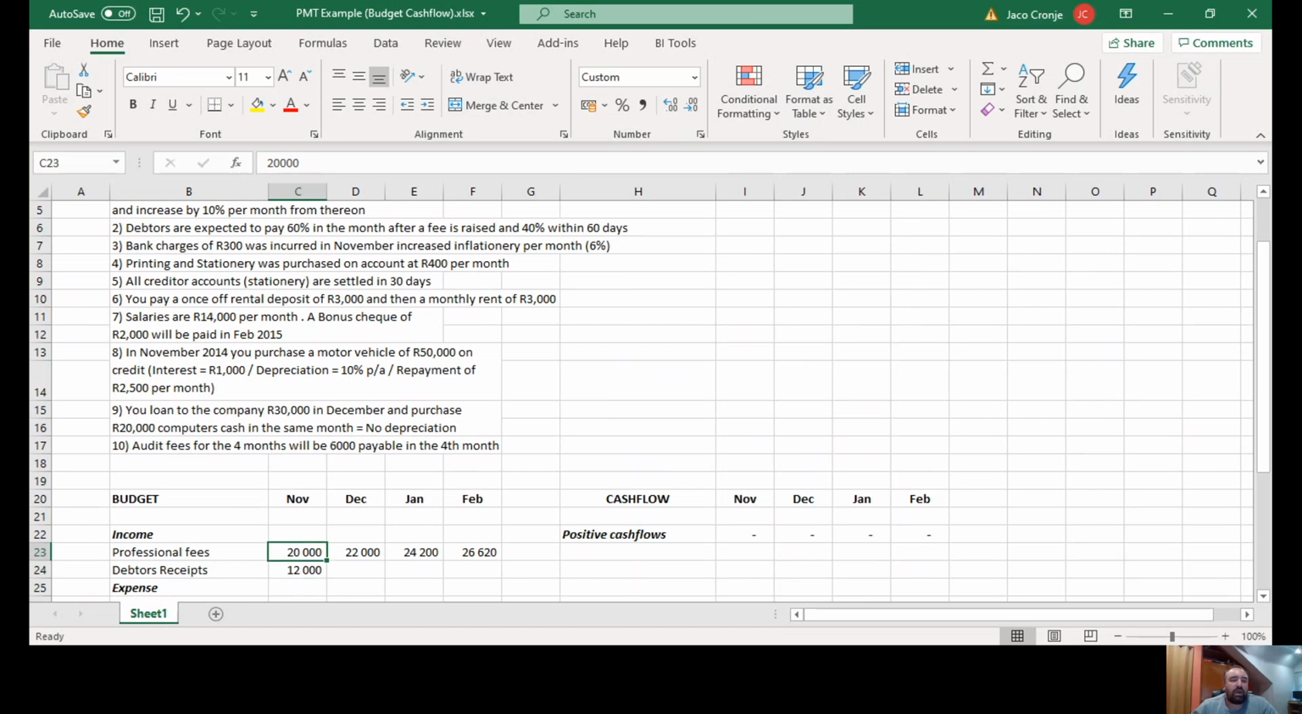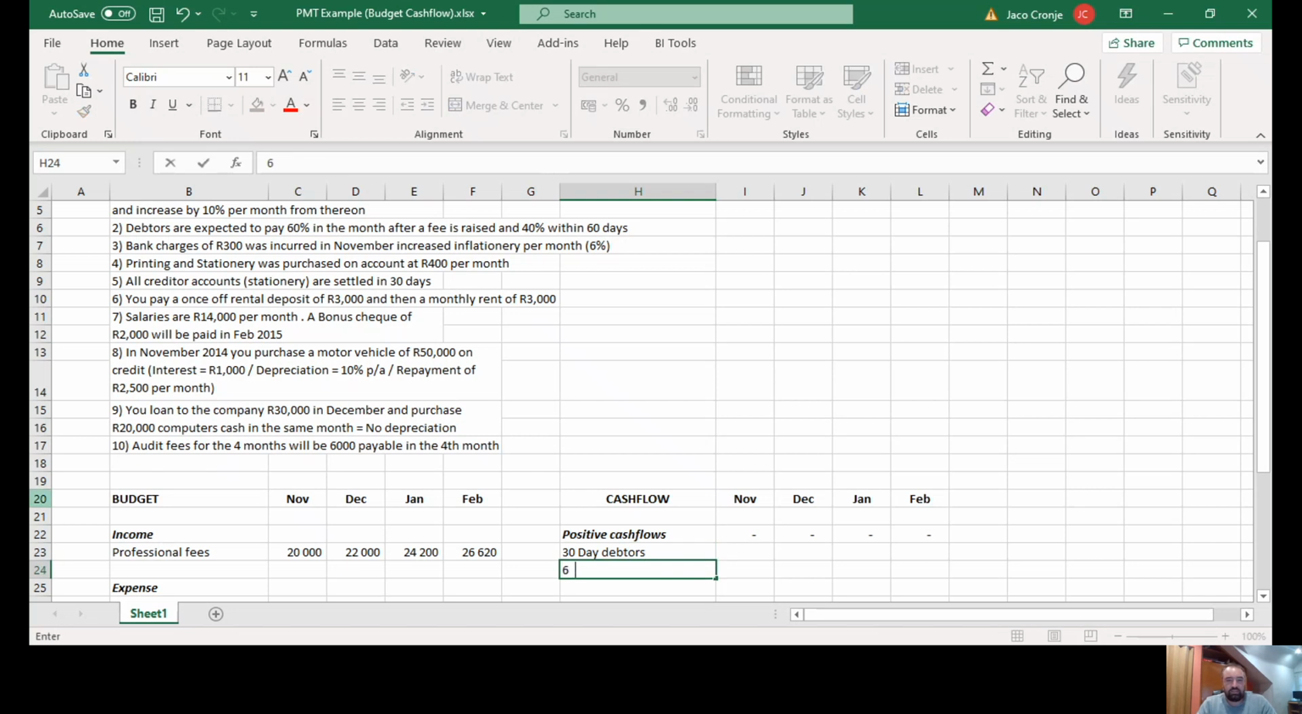The answer is no. Now I am increasing or inflating my income, because what question 2 is telling us is it's telling us how these fees that we've raised will be paid into my bank. So I can't go and duplicate the fees. So that means under our cash flow forecast, under positive cash flows, we were going to have 30-day debtors and 60-day debtors. So let's first handle the 30-day debtors.